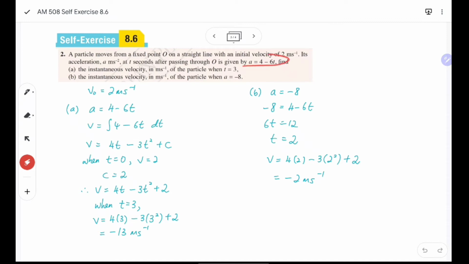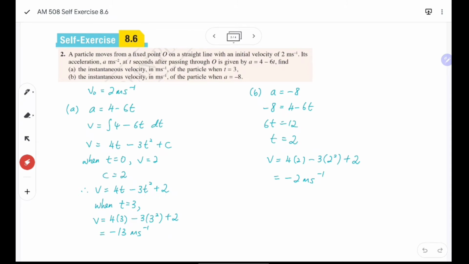Again, we are given the acceleration function a equals to 4 minus 6t and we need to find the velocity. So we need to integrate the acceleration. So v equals to 4t minus 3t squared plus c. And the initial velocity is 2 meter per second, which means when t equals to 0, the v will be 2. So when we sub in the 2 and 0 here, we will get c equals to 2. Therefore, the complete function of velocity will be v equals to 4t minus 3t squared plus 2.